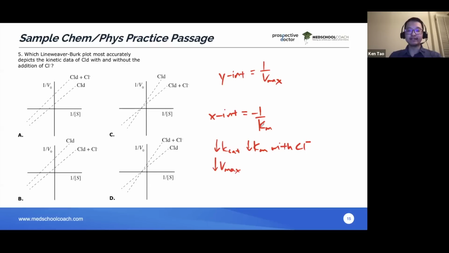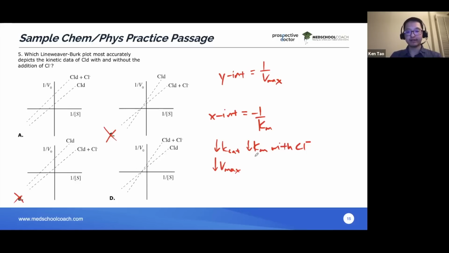If we look at the intercepts, you have to be careful because it's the inverse. If you decrease the Vmax, that means you're dividing by a smaller number. If you divide by a smaller number, that gives you a larger value. That means our y-intercept should move up when we add the chloride. We can see that matches in A. If we look at C, it doesn't match because the y-intercept drops. It also doesn't match B because the y-intercept drops. If we look at D, we can see that the y-intercept increased. So we're looking between A and D.